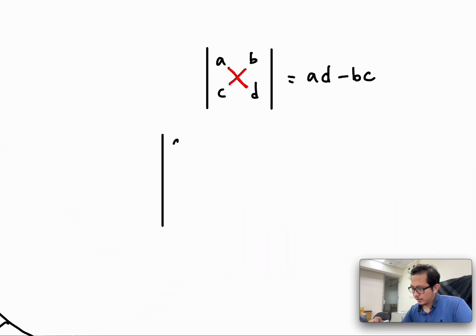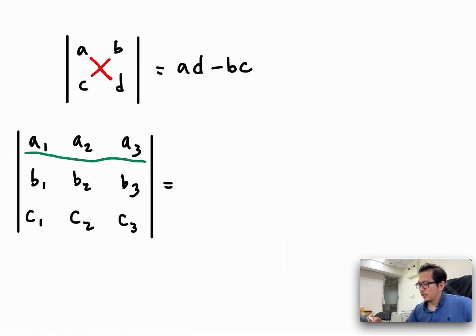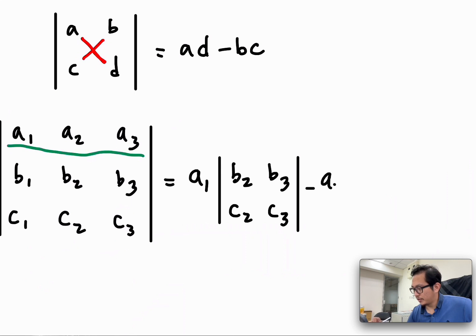Now if we have A1, A2, A3, B1, B2, B3, C1, C2, C3, and we do the determinant of the 3 by 3, if we take the first row as our reference, then this will be A1 multiplied with the determinant of B2, B3, C2, C3. And then the second one will be minus. In matrix, this is called the determinant 3 by 3 using the cofactor coefficient method. This is B1, C1, B3, C3.